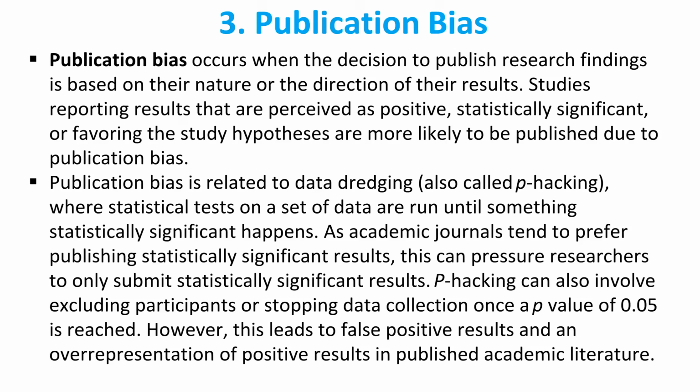Publication bias is related to data dredging, also called p-hacking, where statistical tests on a set of data are run until something statistically significant happens. As academic journals tend to prefer publishing statistically significant results, this can pressure researchers to only submit statistically significant results. P-hacking can also involve excluding participants or stopping data collection once a p-value of 0.05 is reached. However, this leads to false positive results and an overrepresentation of positive results in published academic literature.